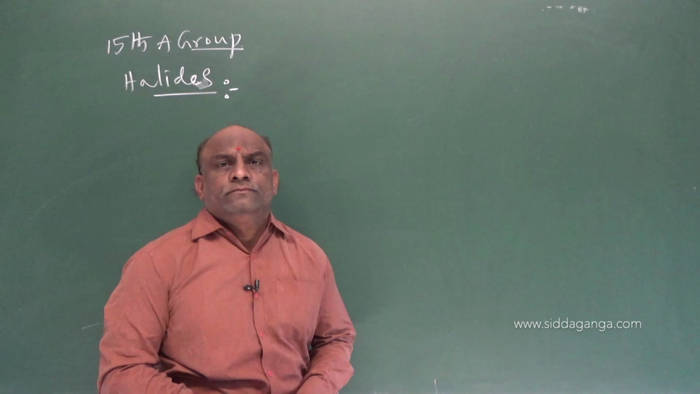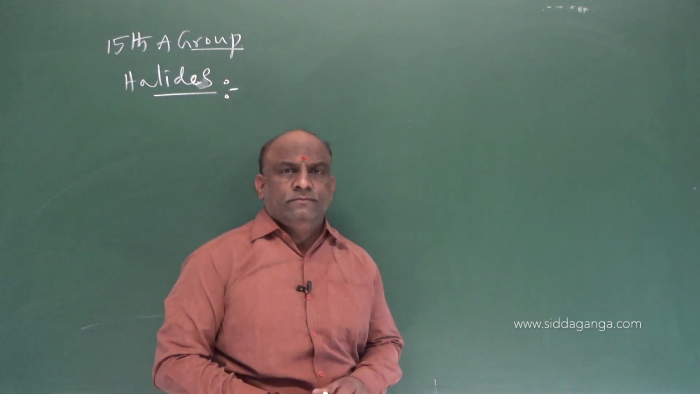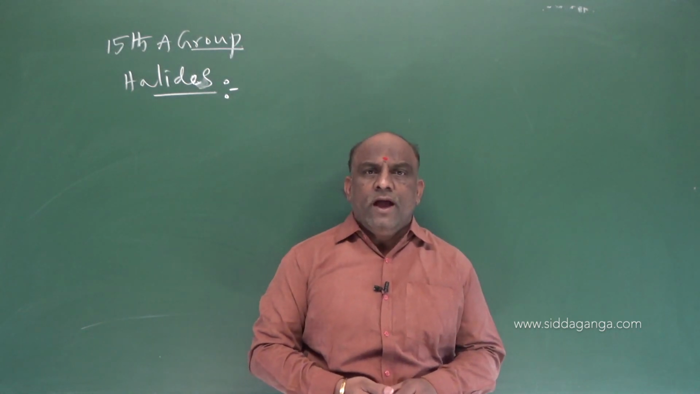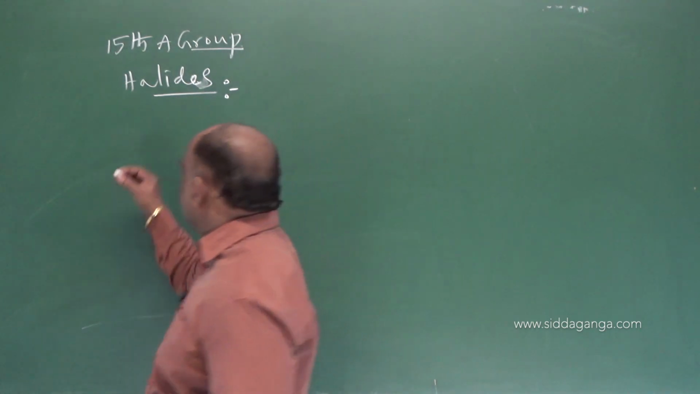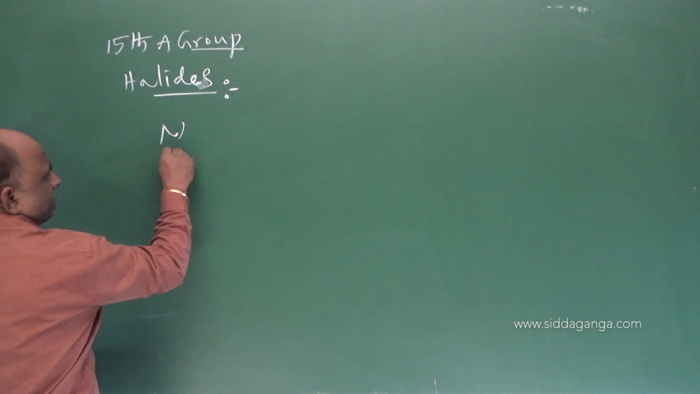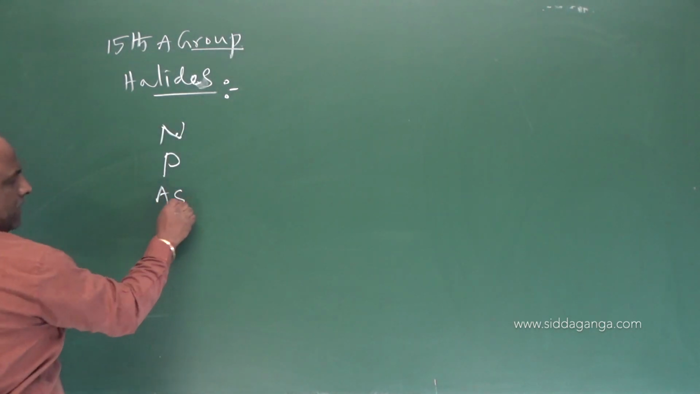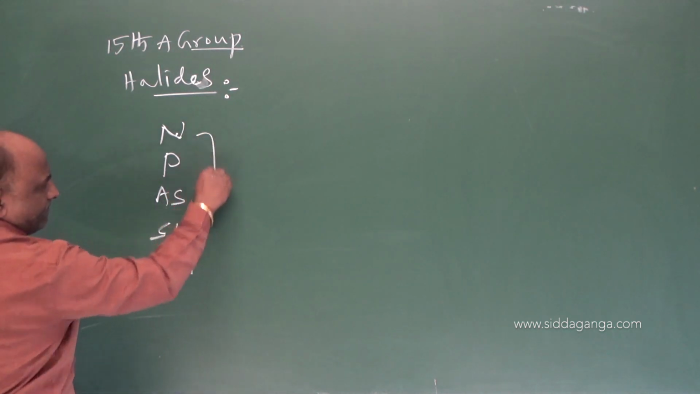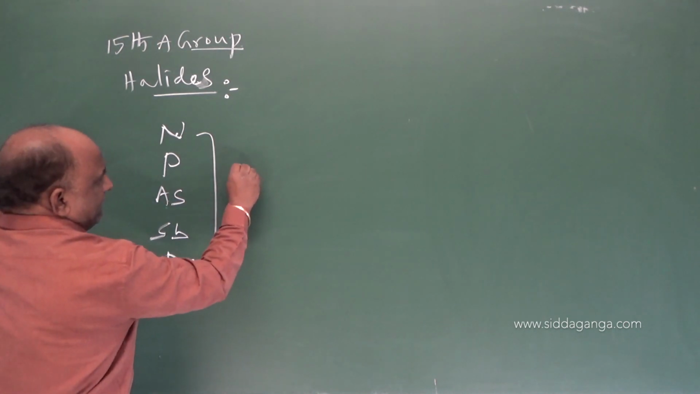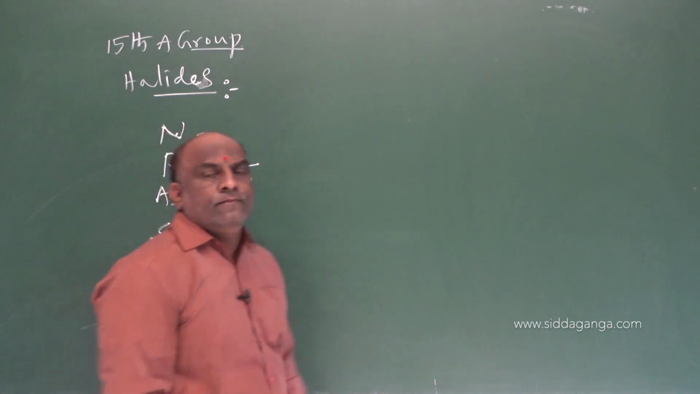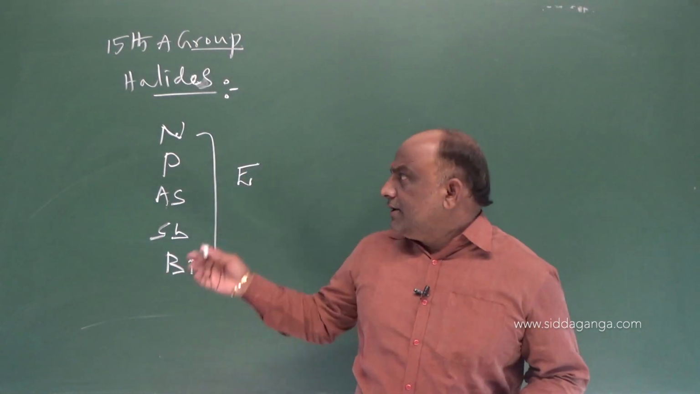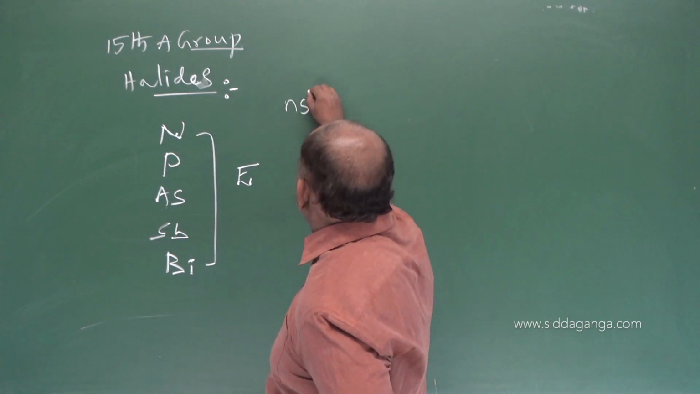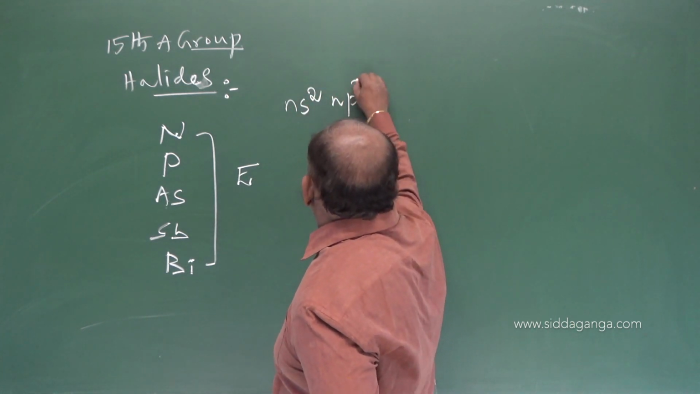Halides. The 15th A group elements are nitrogen, phosphorus, arsenic, antimony, bismuth, denoted by the letter E. We know that the general electronic configuration is ns2 np3.